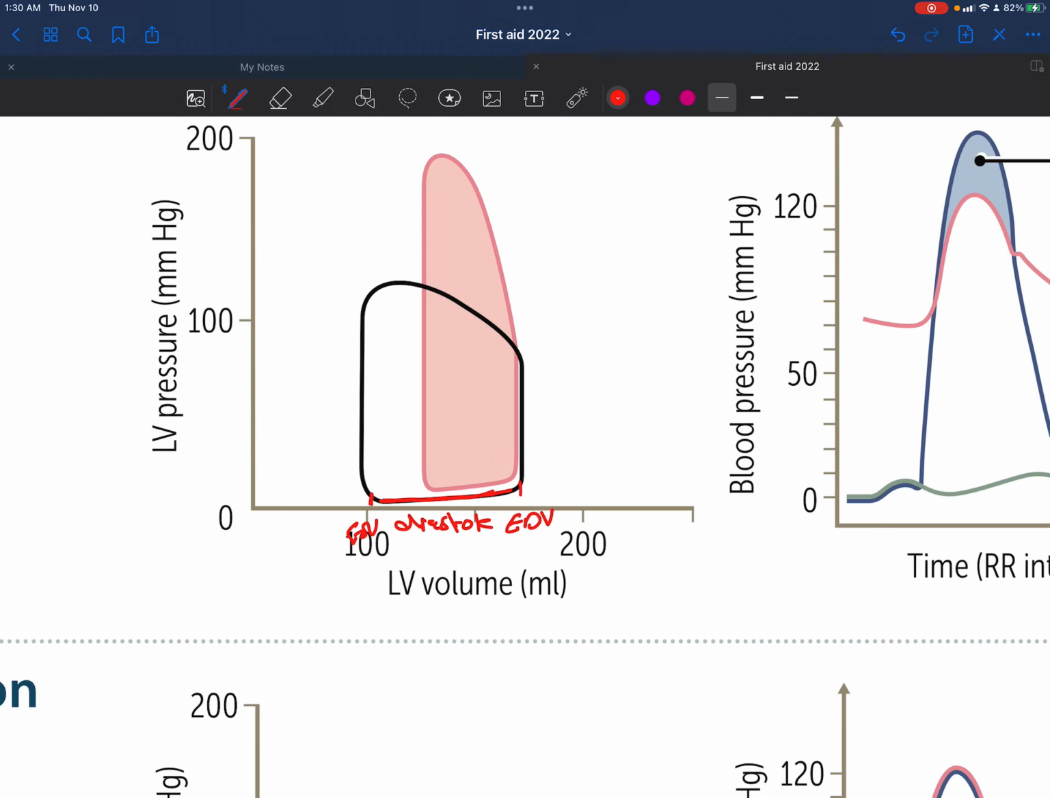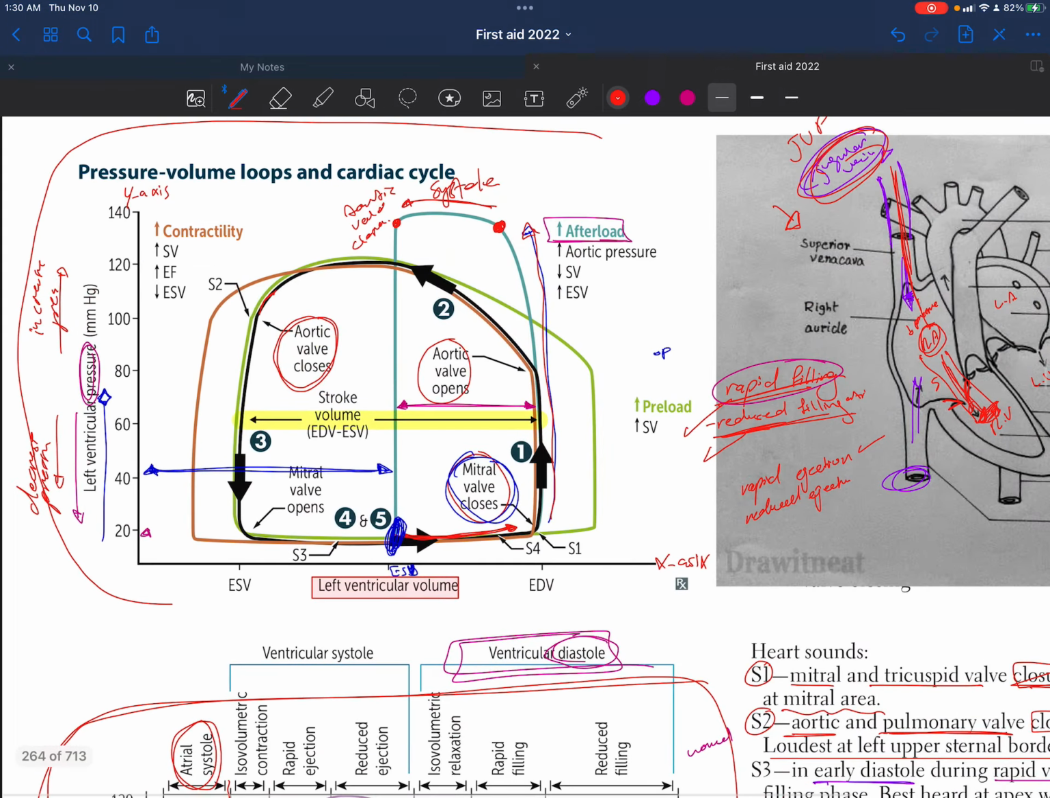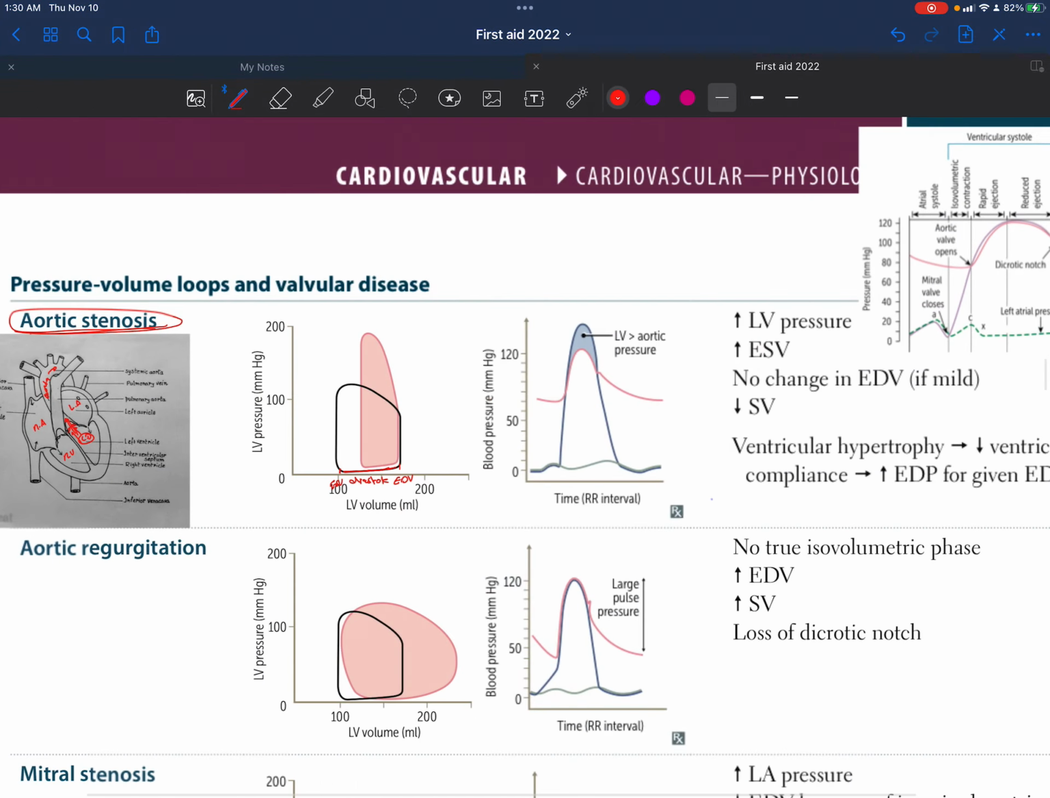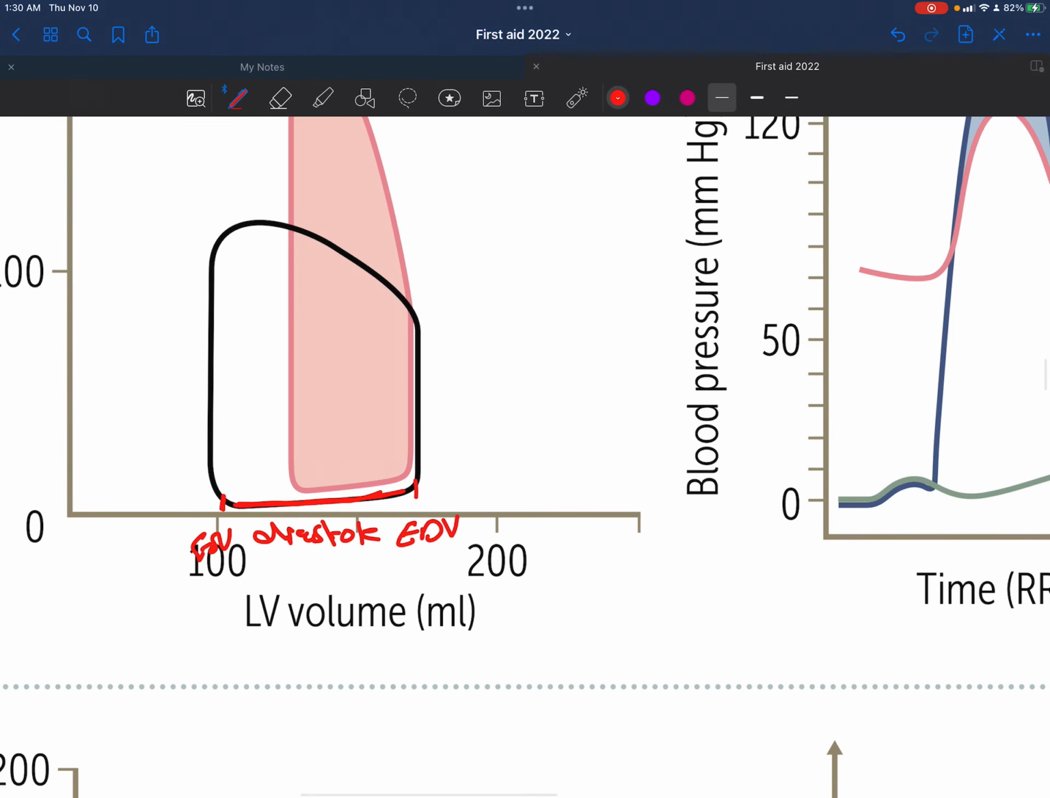Remember we had the rapid filling and then reduced filling. So there it was, the filling. And then over here, the mitral valve closes. Mitral closes, that's the normal. And then we start the isovolumetric contraction. That is contraction of the left ventricle, but without any change in the volume, because the volume is not leaving.